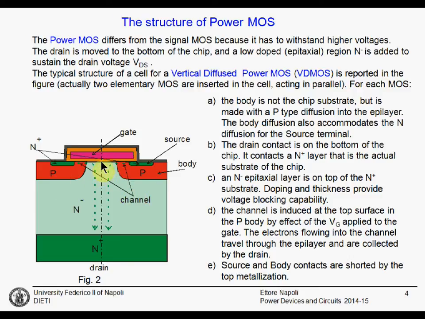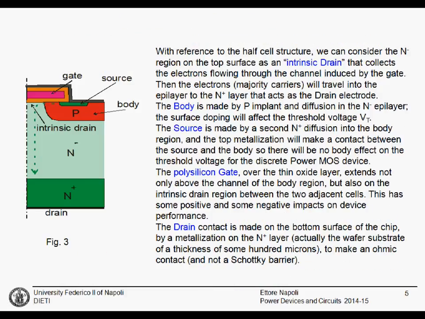We will say that this region here is actually the intrinsic drain. The current can flow when the channel is formed here. These electrons flow from the source through the channel and to the drain. This is the half cell, the elementary cell. Again, the current flows from the source to the drain. This is our intrinsic drain.